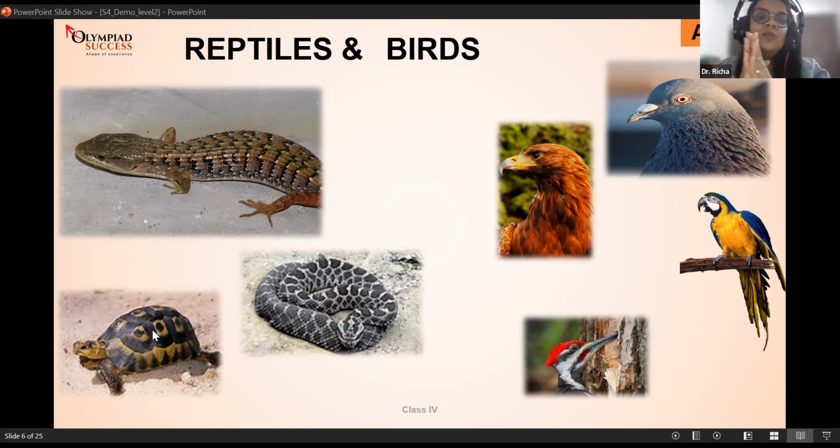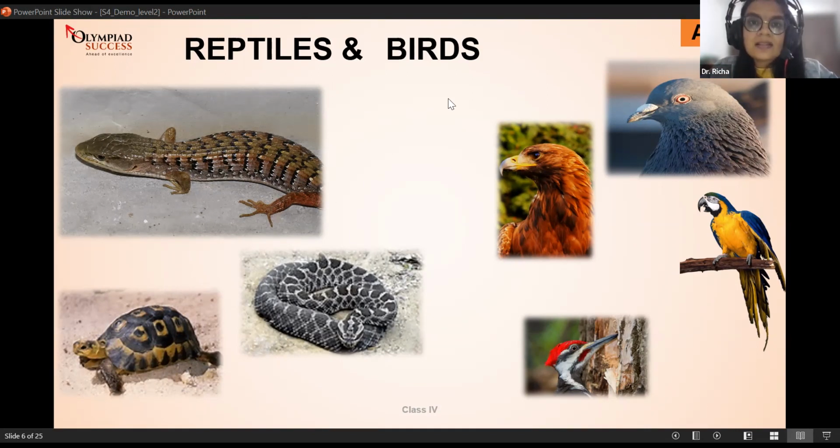You can differentiate between a reptile and an amphibian on the basis of the skin. So your crocodile, your turtle, your lizards, your snakes have dry and rough skin. They lay eggs. They may have 4 legs and a tail. They may not have it in case of snakes.